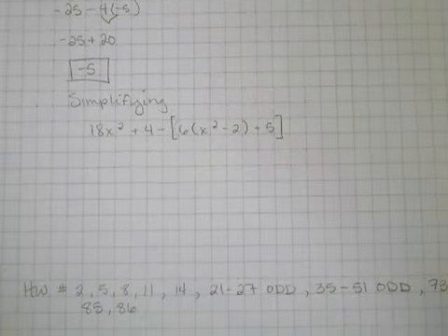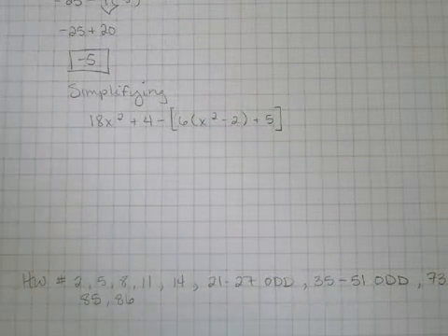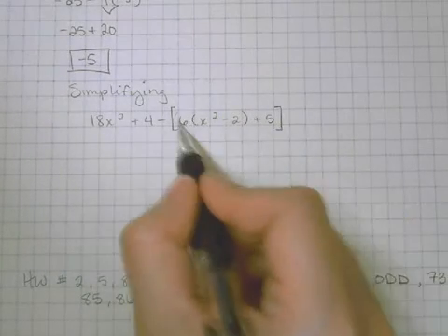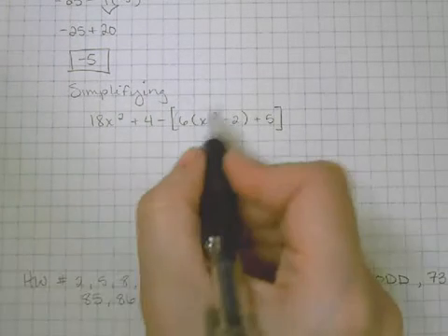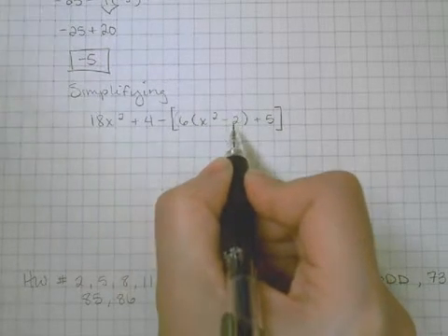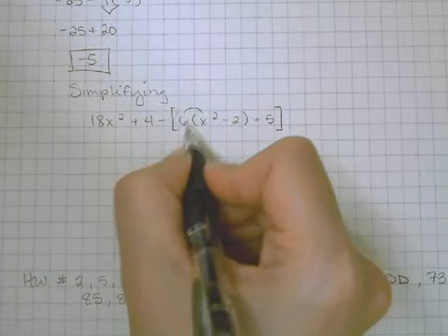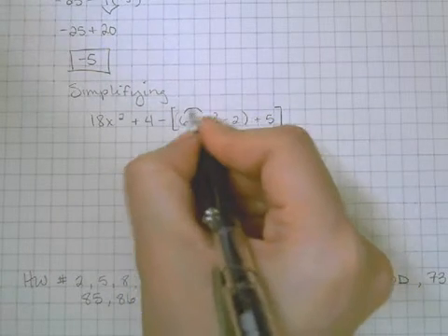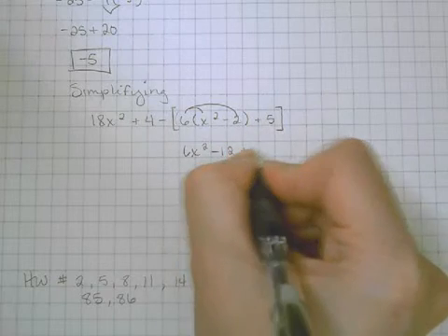Finally, simplifying an algebraic expression. So I need to start with my grouping symbols, and within these brackets, I need to simplify this whole thing as much as I can first and deal with the rest of it later. So x squared minus 2, I can't do anything with that part, so what I'm going to do is distribute this 6. So 6 times x squared is 6x squared. 6 times -2 is -12. Drop down my plus 5.